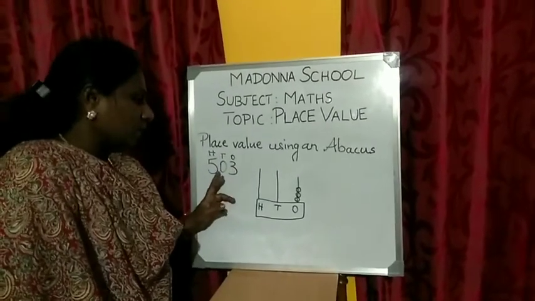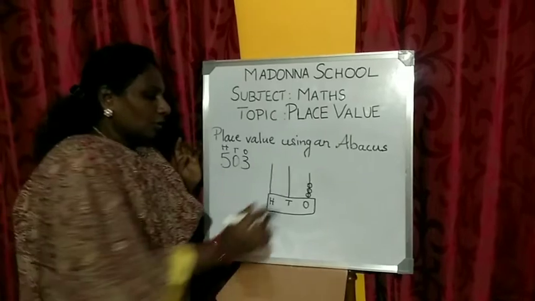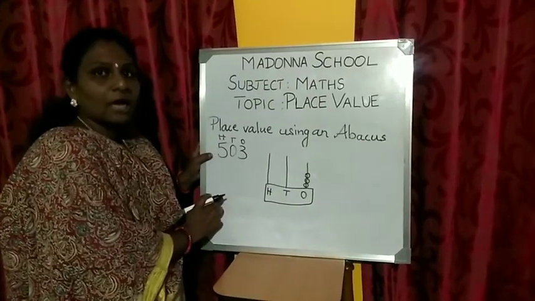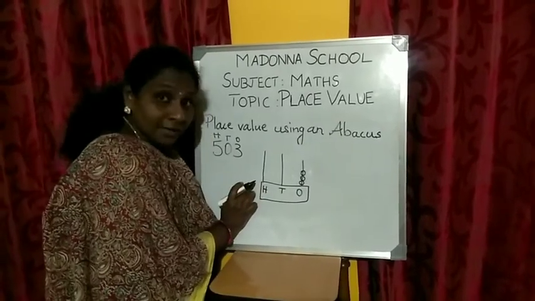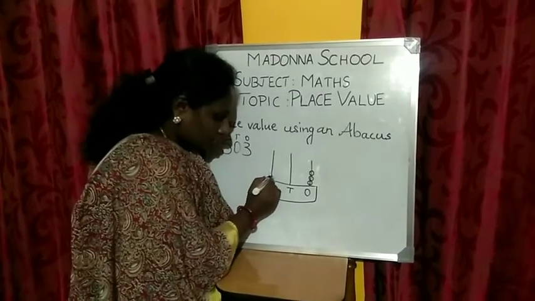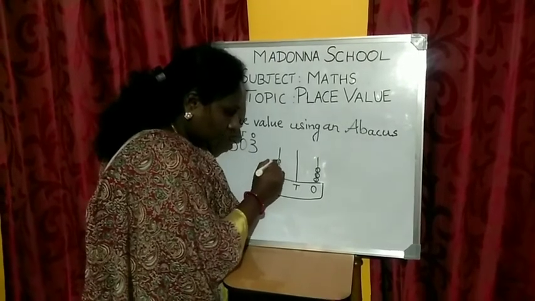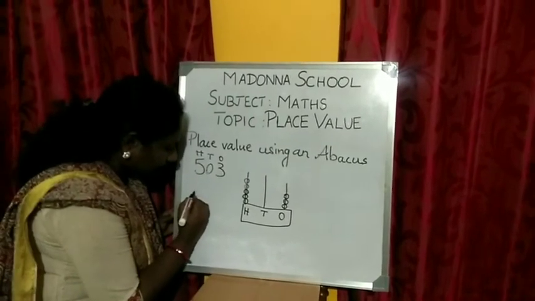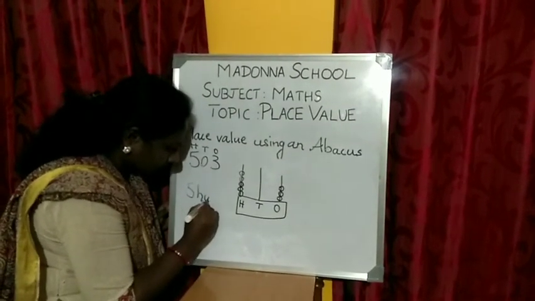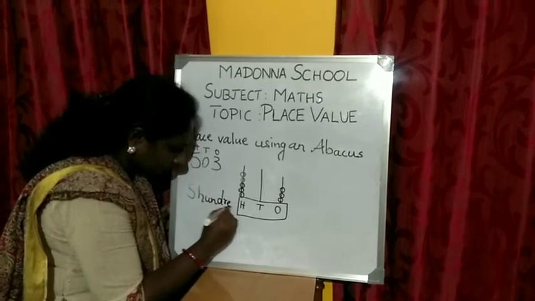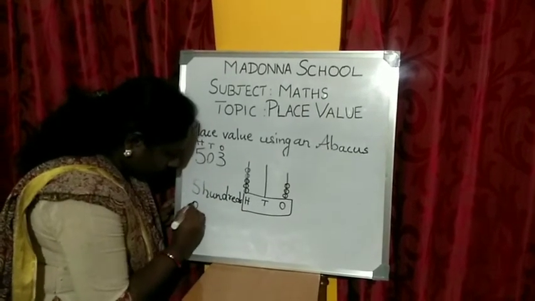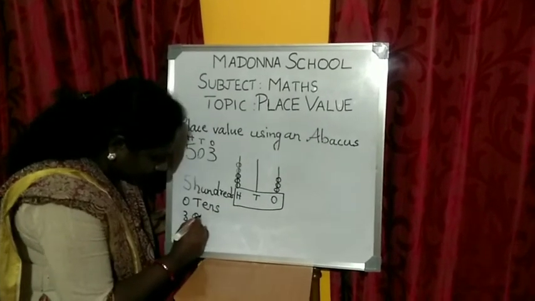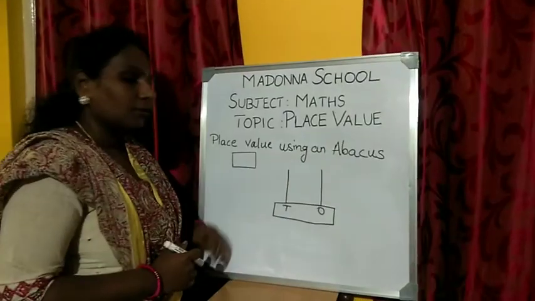Now in tens place, what is the number here? 0. So you should not draw any beads here. Next, in hundreds place, what is the number? 5. So how many beads should you draw in hundreds place? 1, 2, 3, 4, 5. So in this number we have 5 hundreds, 0 tens, and 3 ones. Okay. Now I will draw the beads.